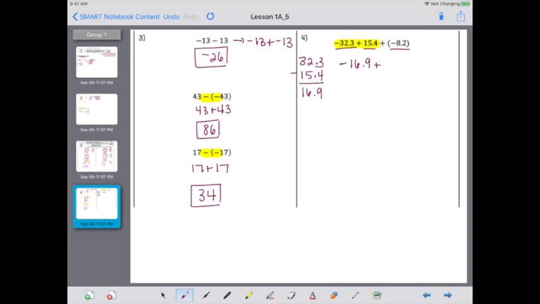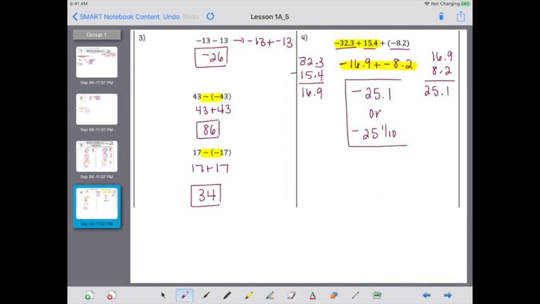And then you're going to add a negative 8.2, and here are your similar signs. So this is the next step that we're going to take care of. We're going to know that the sign is negative. When we add 16.9 and 8.2, we're going to get 25.1. So negative 25.1 is our answer. If you're finding the fraction form, it's negative 25 and 1/10. That is our answer for number 4.